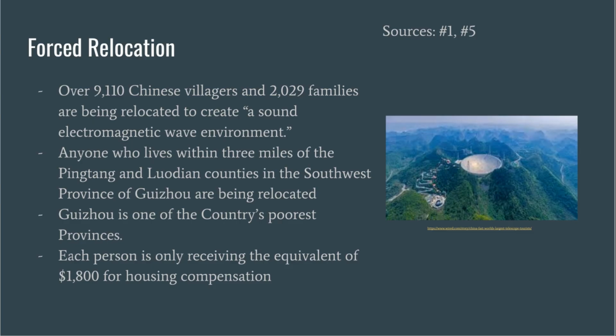This region is located in Guizhou, which is one of China's poorest provinces. Many of the people relocated were already economically vulnerable, and yet each person received only about $1,800 in compensation, an amount that does not come close to covering the long-term costs of losing one's home, community, and livelihood.